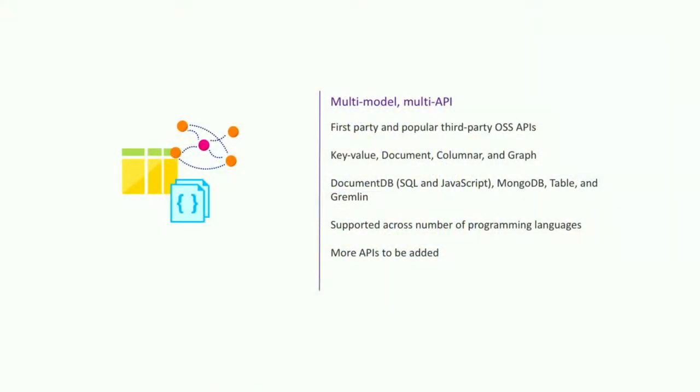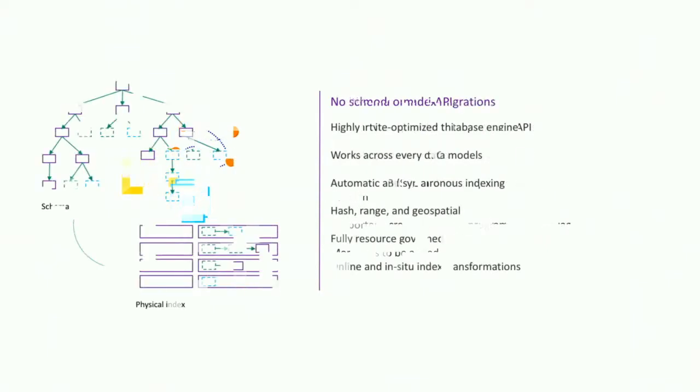So we support access through a SQL-like API, a JavaScript API, MongoDB API, Cassandra, Gremlin, and more to come. So what that means is if you have a Mongo or a Cassandra application which is on-prem, with relatively no code change, you can just change the connection string and move to the cloud, and hence get all the other benefits which we spoke about, which Cosmos DB provides.